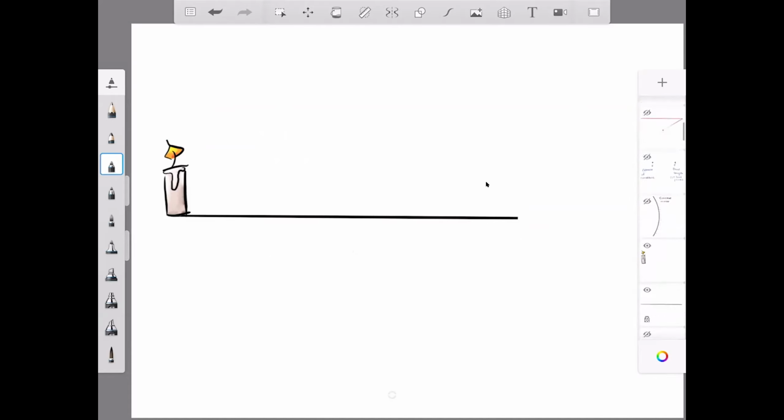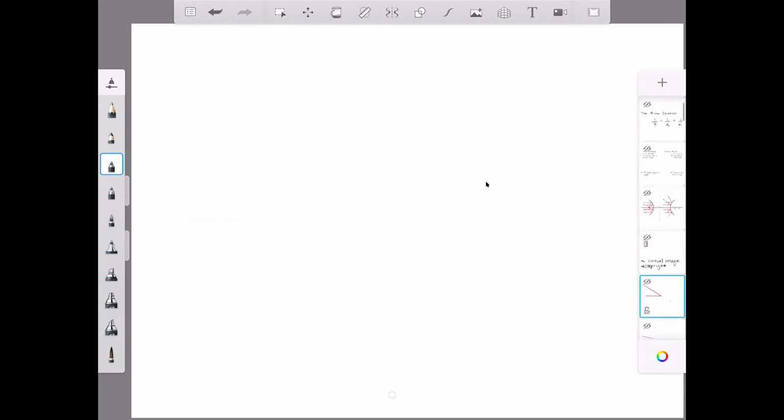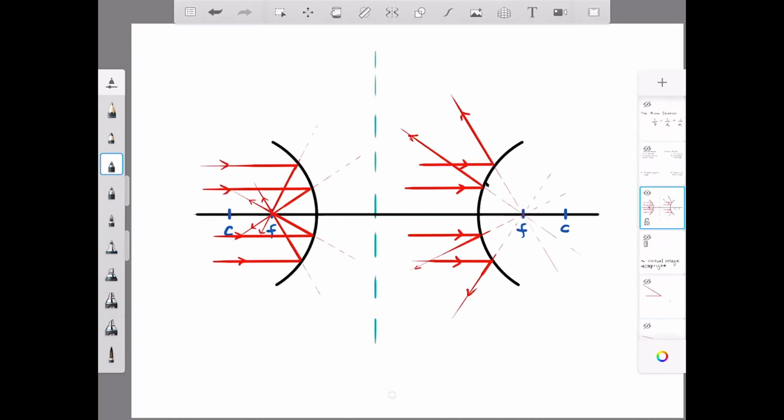Let me erase this and this. Let's go over here. So I want you guys to take a look at these two comparisons for the two types. So we've got your concave on the left and your convex on the right. I drew several light rays, and you see for the concave side, all of those light rays are converging or coming together at the focal point. For the convex mirror, all of the light rays are diverging. They're being bounced off in several different directions, but when you trace them back, they all intersect at that focal point.